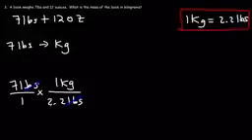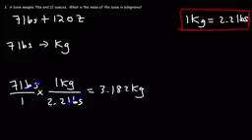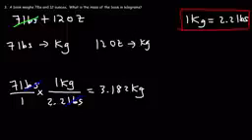So here we need to divide. So it's going to be 7 divided by 2.2. And so you get 3.18 repeating, but I'm going to round it to 3.182 kilograms. So that's the first part. So now let's convert ounces, 12 ounces, to kilograms.